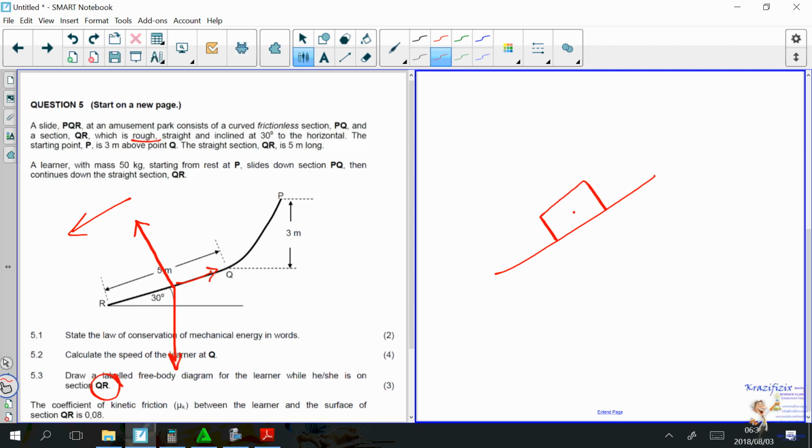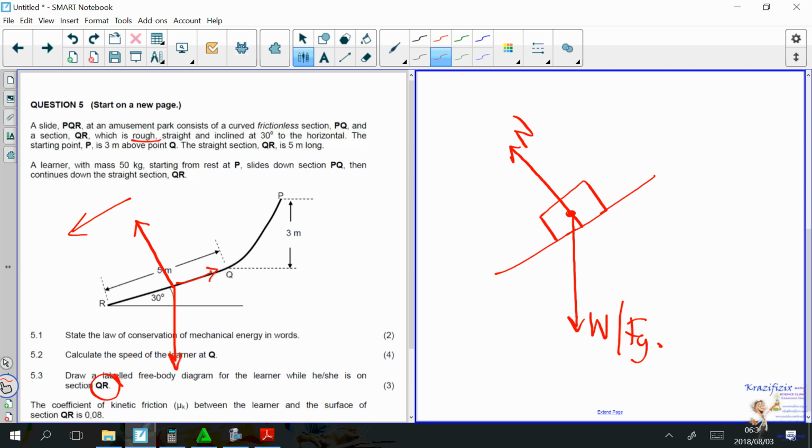The weight of the object will start acting from the center. Weight, or force of what? Gravity. Then normal force acts from the surface of the object. You see, it's touching there. It must touch there. And what is this? Normal force, because it's perpendicular to the surface.